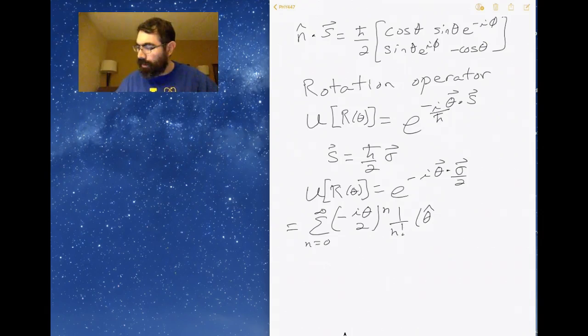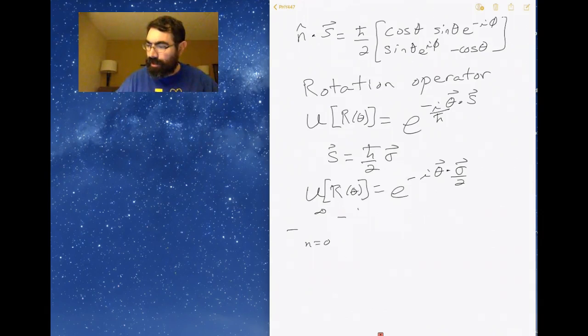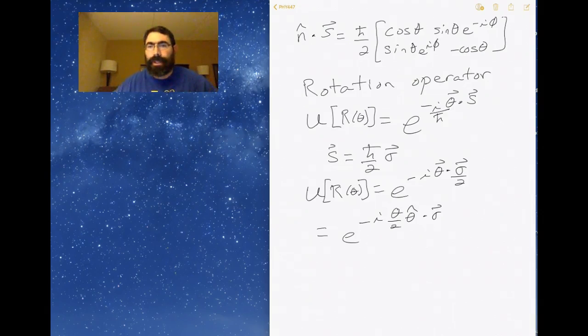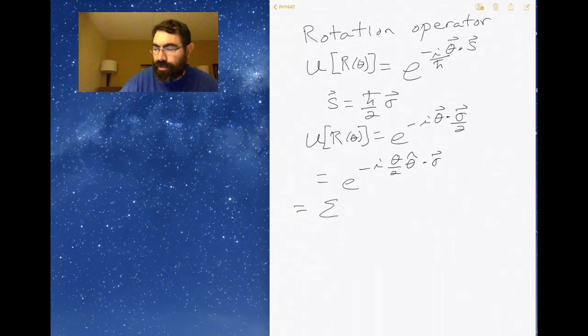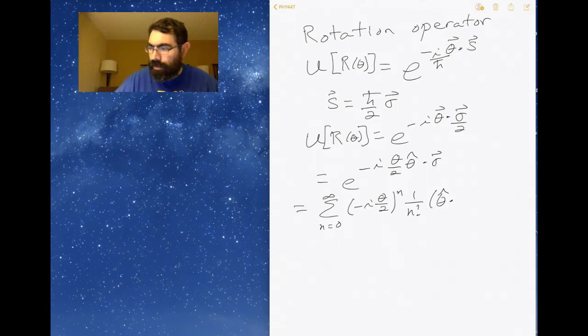I'm sorry. Let's go back. Before we expand it, let's group together the terms in the expression: e to the minus i theta over 2, the theta unit vector dotted into the Pauli matrix. Now we can do a Taylor expansion in the index n: minus i theta over 2 to the power n, 1 over n factorial, theta hat dotted into the spin to the power n.